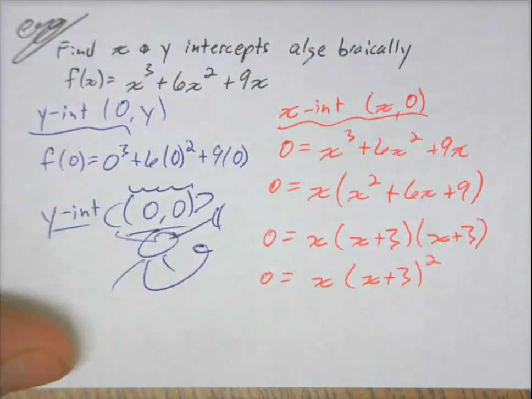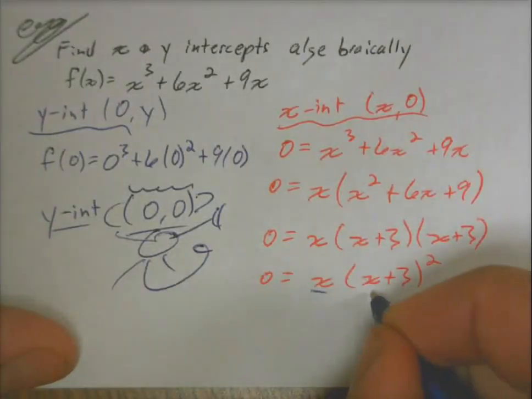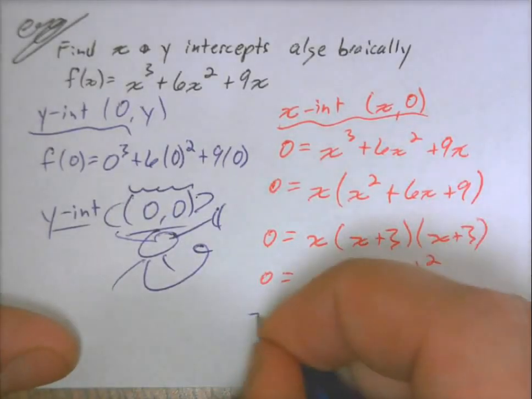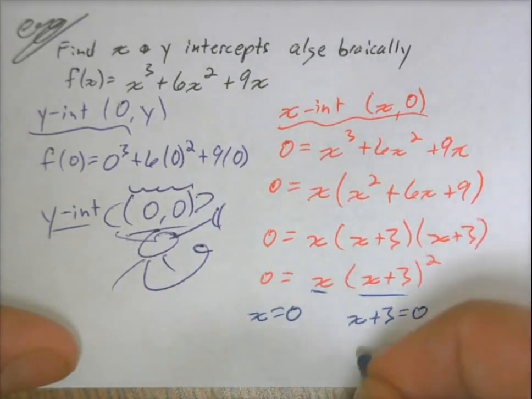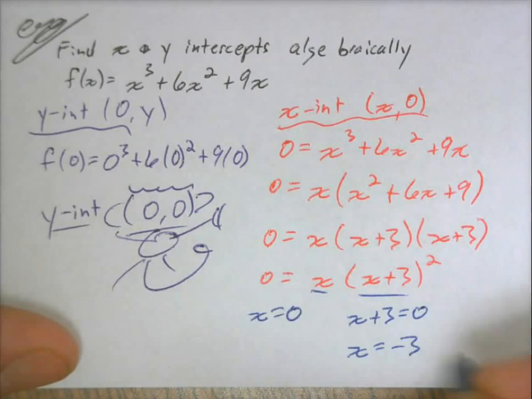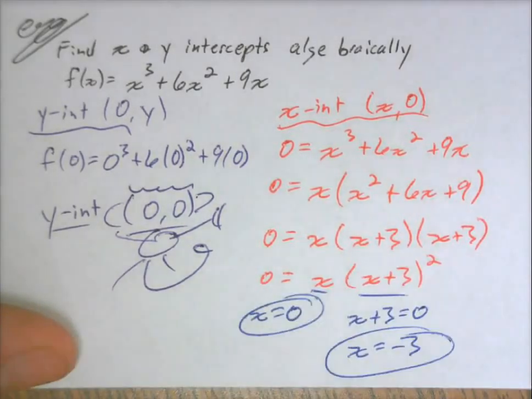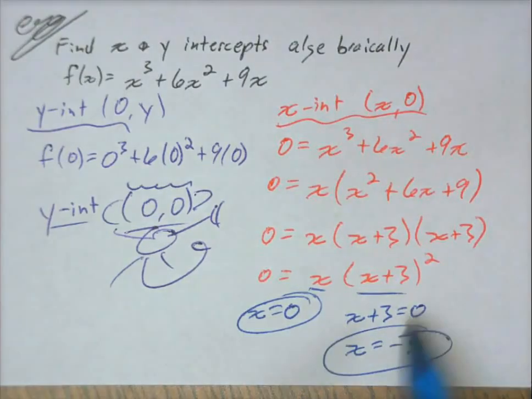So my zeros here, well, I have something times something equals 0, so x equals 0 and x plus 3 equals 0. So I have x equals negative 3, that would be a double root, and x equals 0. This would have a multiplicity of 2 because of that. We'll talk about that later. That is not in this unit.